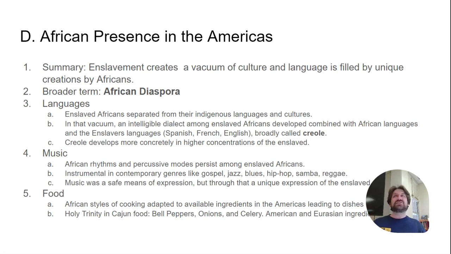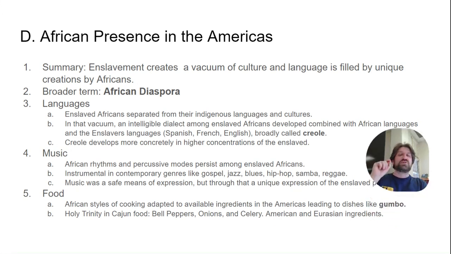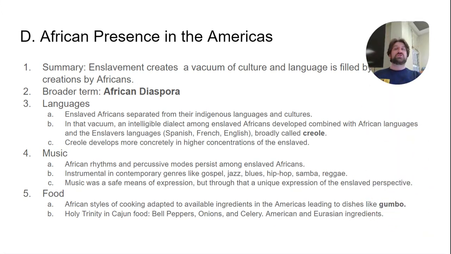Musically, because music doesn't need material to exist, culturally it continued. Specifically, African rhythms and percussion became a central part to many cultural music families in the Americas. So music genres like gospel, jazz, blues, hip hop, samba, and reggae all are influenced by African rhythms and percussion practices from West Africa or Central Africa itself.